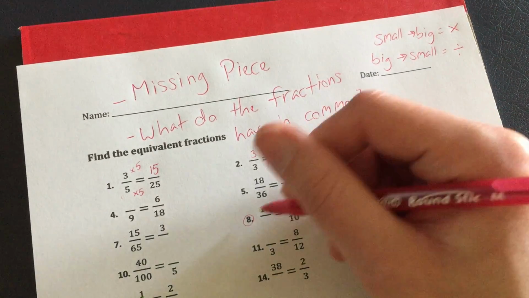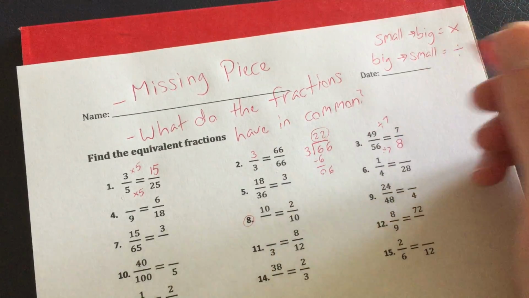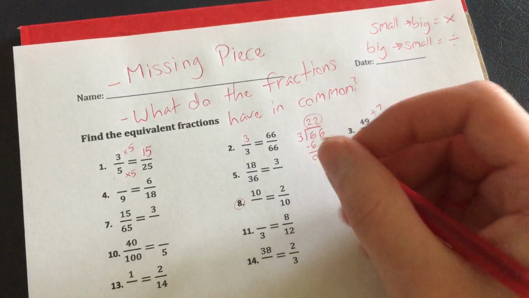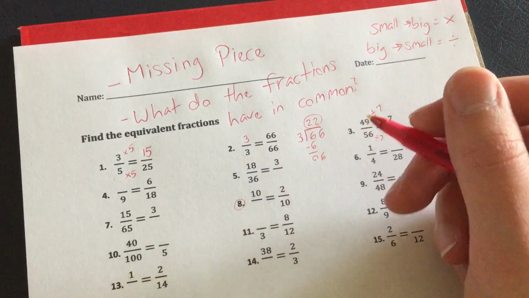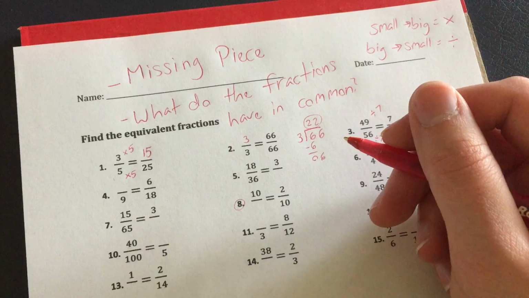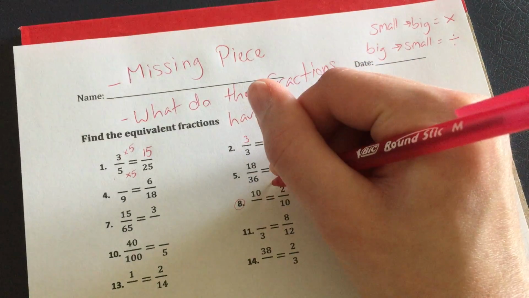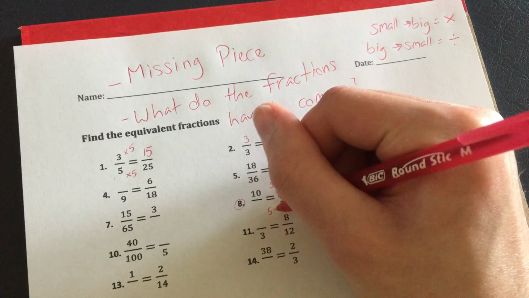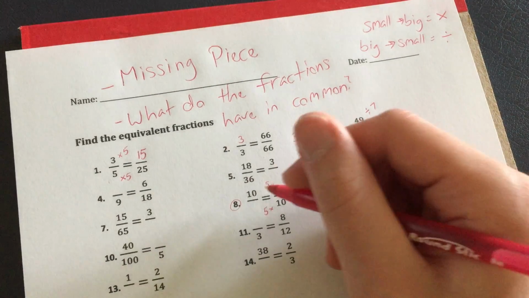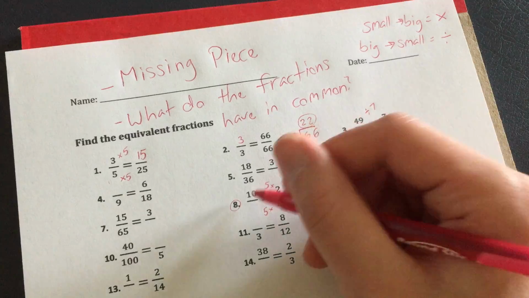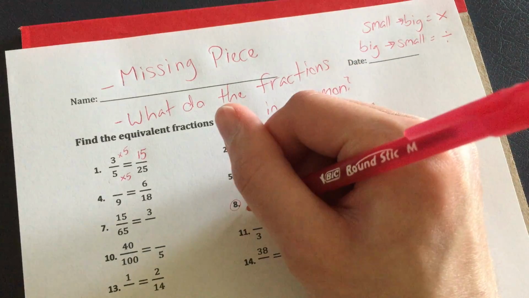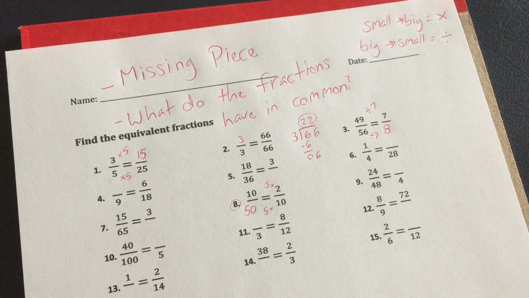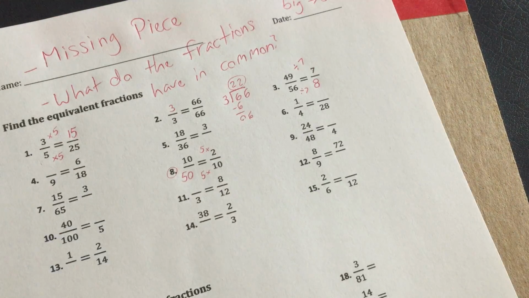So we know the small one. We're trying to get to the big one. So we're going to go from small to big, which means we are going to multiply. So 2 times what would equal 10? Well, that would be 5. Which means that we have to multiply the bottom by 5 as well. So 2 times 5 equals 10. 10 times 5 equals 50. Good stuff. Let's do one more.